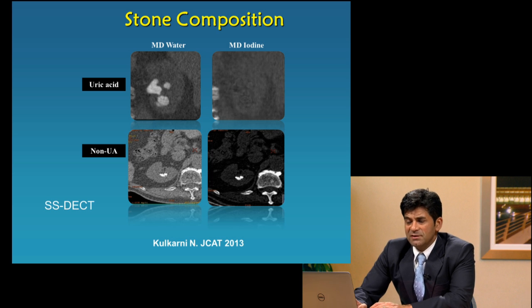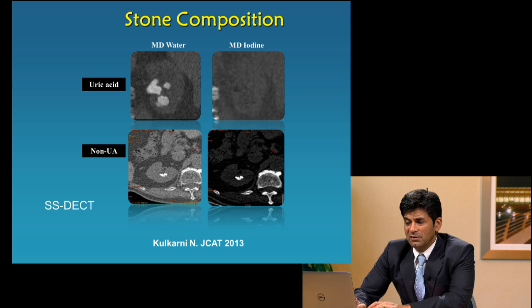Now, with dual energy CT, because uric acid stones are composed of lighter elements, they behave differently on two energies compared to the calcium stone. And therefore, on material density pairs, one can characterize these stones reliably.